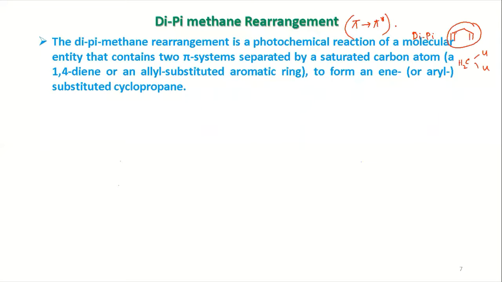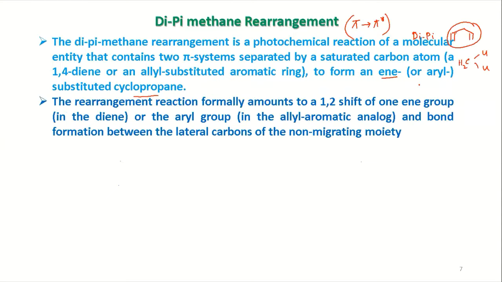The di-pi-methane rearrangement is a photochemical reaction of a molecular entity that contains 2 pi systems, separated by a saturated carbon atom. Like this one, or here you see the allylic substituted aromatic ring. That is also there, to form an ene or aryl substituted cyclopropane. So what is happening here? After the reaction, you will have a cyclopropane with an ene, with unsaturation.